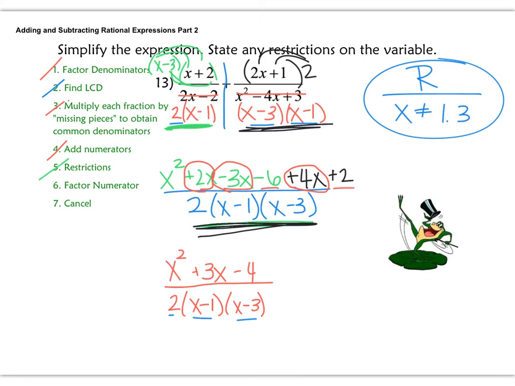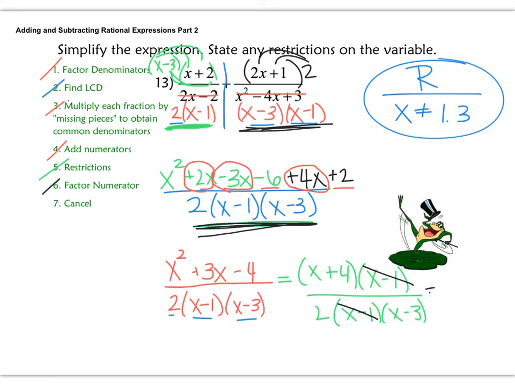All right, step 6, factor the numerator. So let's see, that will factor to an x plus 4 and an x minus 1 over 2 x minus 1, x minus 3. And step 7, anything cancel. Yay, something cancels, x minus 1, so let's cancel out. All right, so we are left with x plus 4 on the top and a 2 and an x minus 3 on the bottom. Ta-da, we are done.